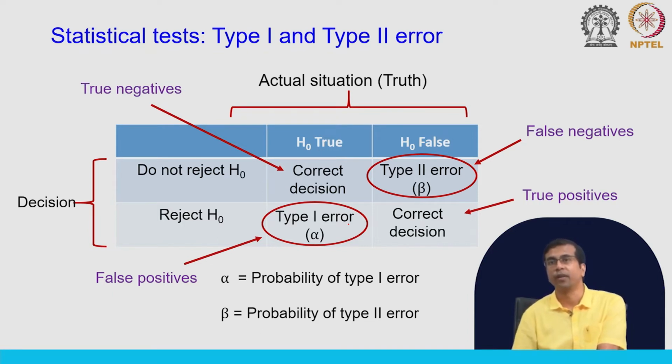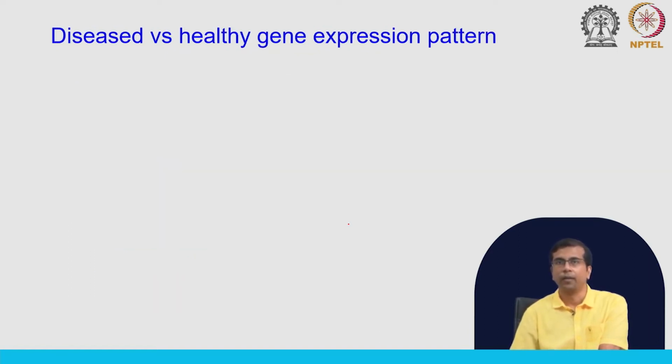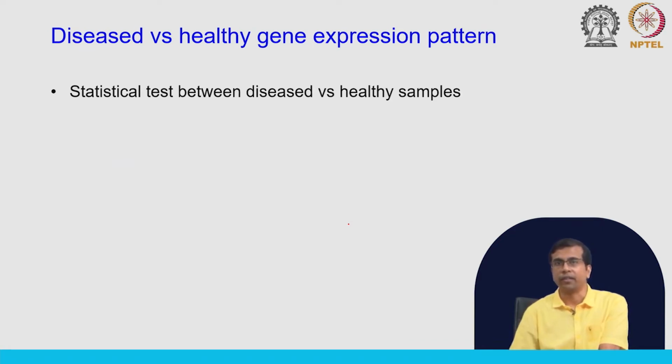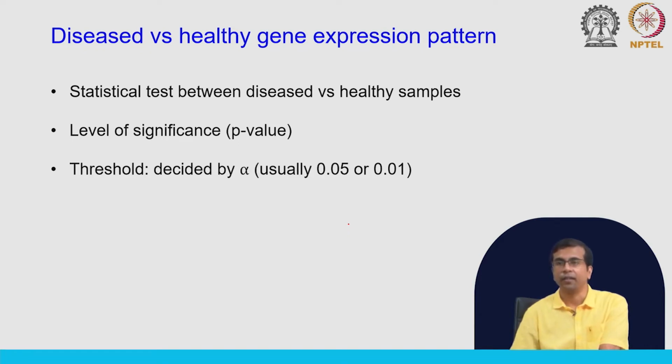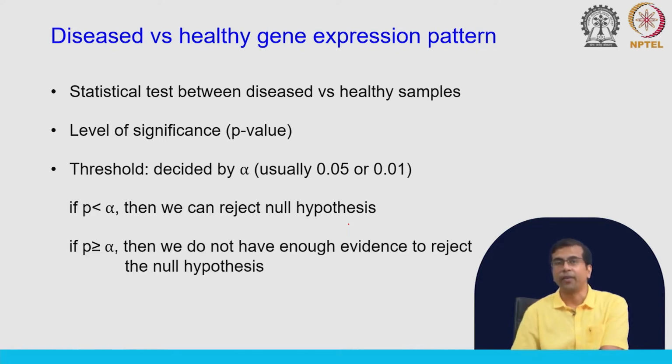This is the situation for an individual statistical test. You can imagine this scenario for each gene we are doing hypothesis testing on, and you have this truth table, where you have the actual situation versus the statistical decision. Let us now imagine this disease versus healthy gene expression pattern. What we do is a statistical test between these diseased versus healthy samples. We determine this level of significance, and then we decide this threshold. This is actually decided by this alpha, which is usually 0.05 or 0.01. This is related to the type 1 error. So, if p is less than alpha, then we can reject the null hypothesis. If p is greater than or equal to alpha, then we do not have enough evidence to reject the null hypothesis. We have seen this.